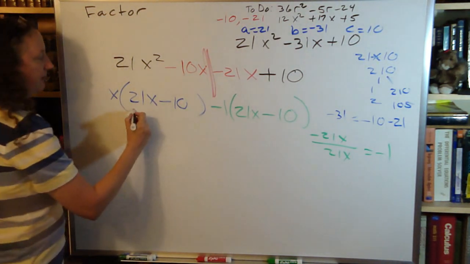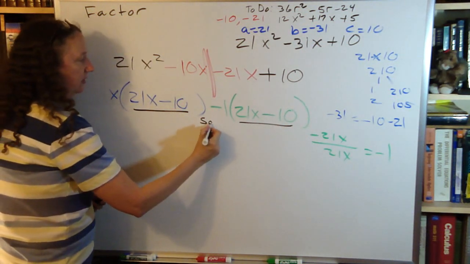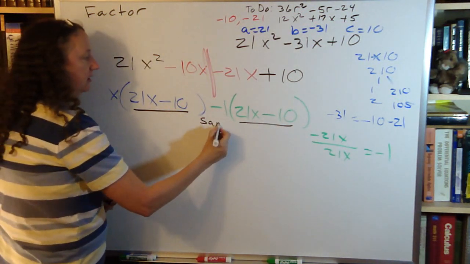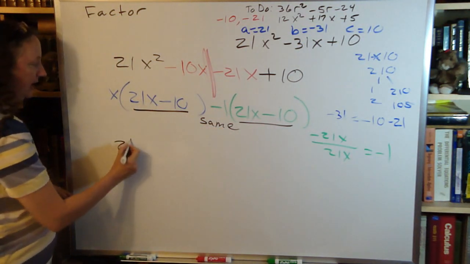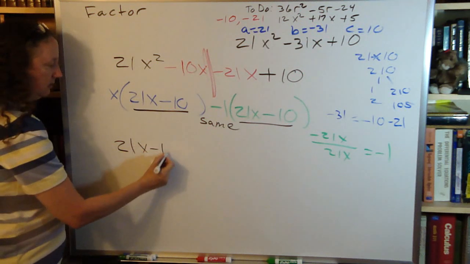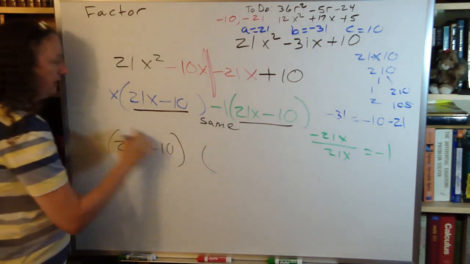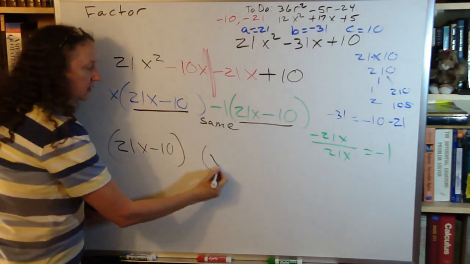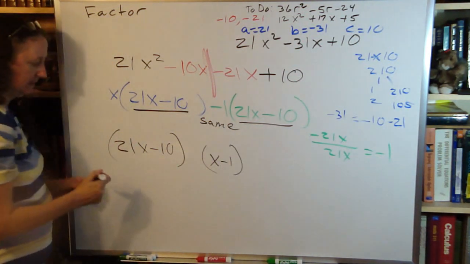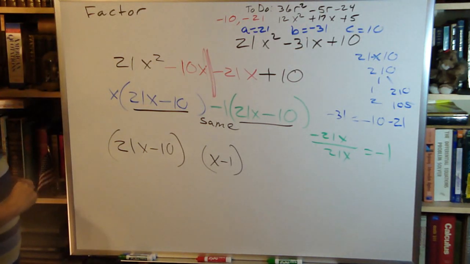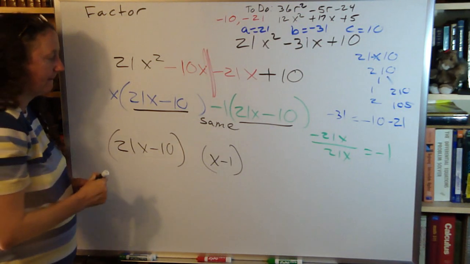I have the same thing inside each set of parentheses. 21x minus 10. So I factor that out. I am left with x minus 1. And I have my factored form. That one is done.